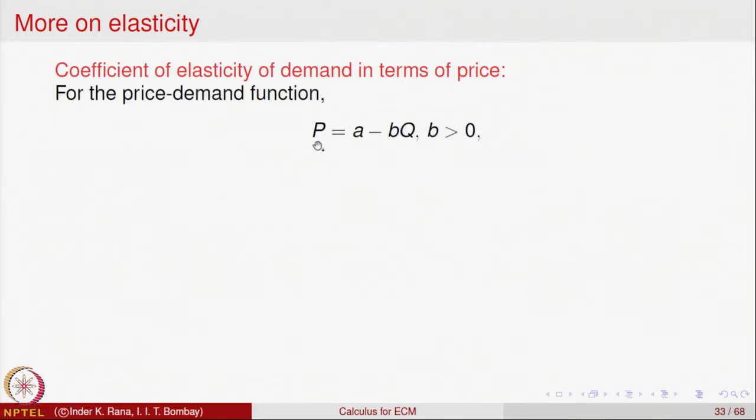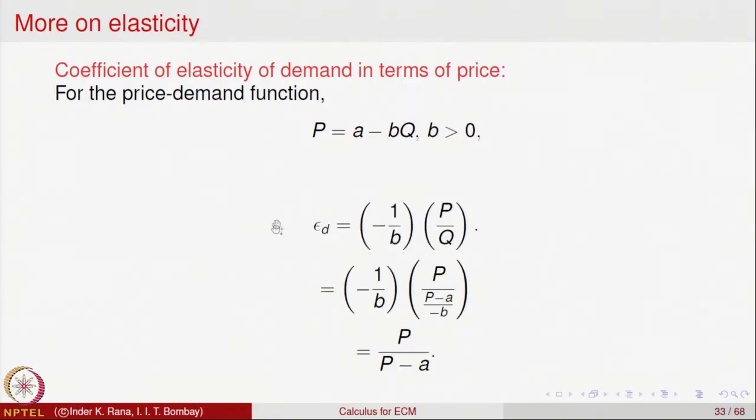So, we know that the price demand function is P is equal to A minus B Q, where B is a positive quantity. So, by the formula epsilon d was equal to minus 1 over B times P by Q, and what we do here is we put the value of Q in terms of P. So, Q is equal to P minus A divided by minus B. So, we put that value here. So, that minus B cancels, it is equal to P divided by P minus A. A is that constant in the linear equation, that is the y intercept.